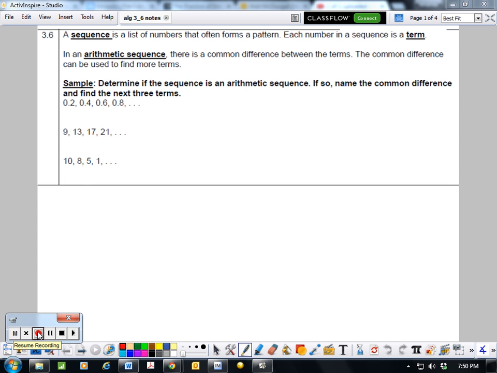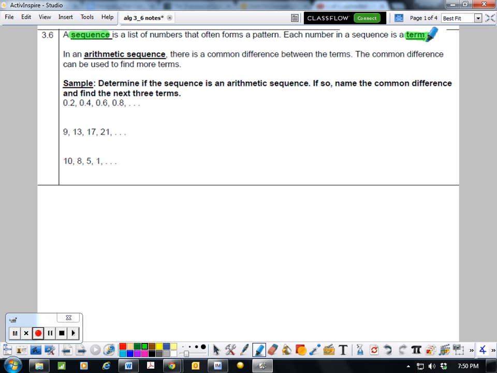Okay, so now we're working on our very last section in chapter 3, and we're going to talk about sequences and how this relates to our functions and our tables and our mappings and all that sort of stuff. And it is really all related. So our sequence is really a list of numbers. And that list of numbers are going to form a pattern. Now, every number in the sequence is called a term.